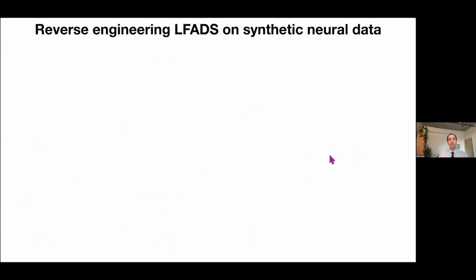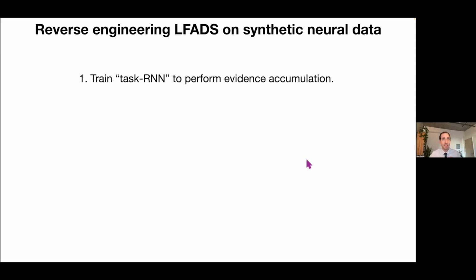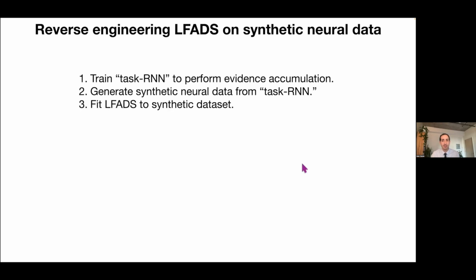So I'm going to walk through a demonstration of the technique applied to synthetic neural data, where we have ground truth knowledge of the underlying dynamics and the computation implemented by the dynamics. So let me walk you through what I'm going to show you. I'll start by training a task RNN to perform evidence accumulation. Then I'll generate a synthetic neural data set from that task RNN. Then I'll fit LFADS to the synthetic data set. And then I'll reverse engineer LFADS to reveal the computation performed by the synthetic neural population. This is meant to be a proof of concept: can we do these reverse engineering techniques on these models of single trial neural data in a controlled context where we have ground truth knowledge about what the underlying computation and dynamics are?